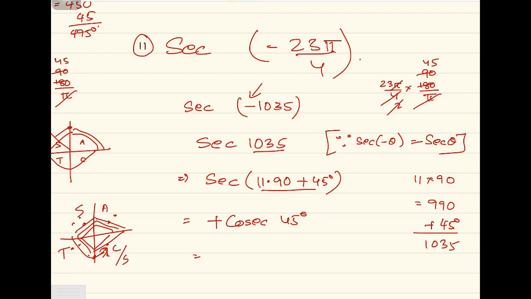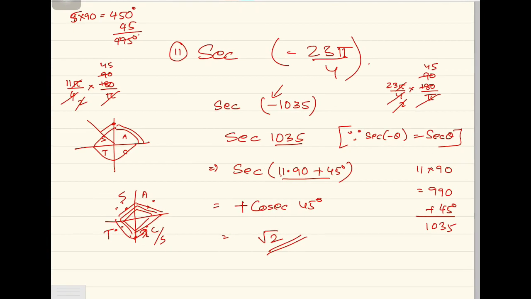You know the value of sine 45 is 1 by root 2. So cosec 45 will be root 2. So that would be the answer for sec minus 23 by pi. You can easily convert to degrees and do it. I suppose this is quite an easy one. So have you understood this?